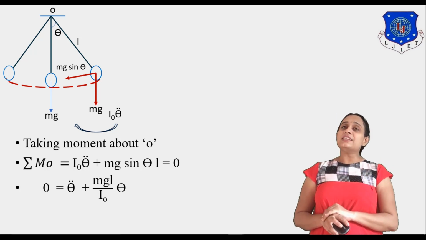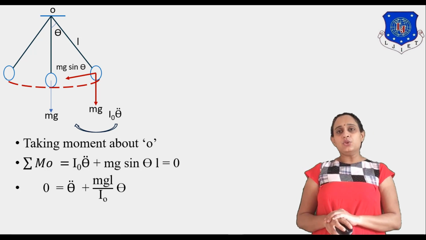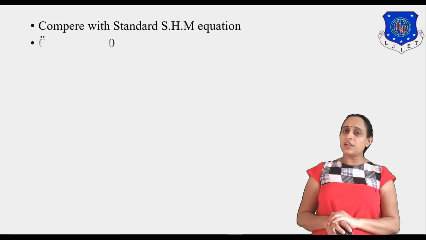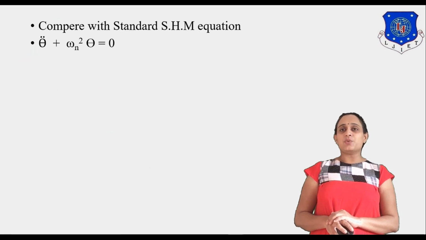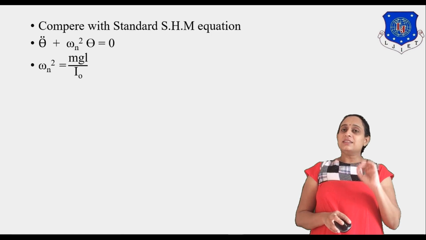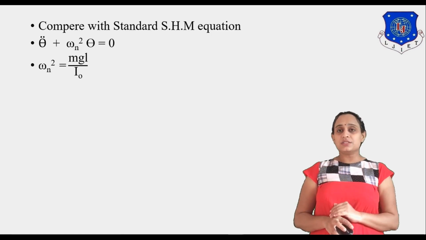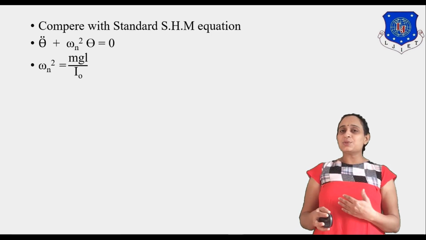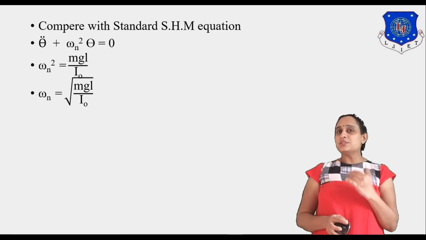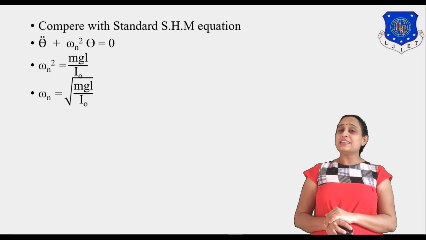Now what is the I0 value? To find it out, first we compare this with the simple harmonic motion equation, which is theta double dot plus omega n square theta is equal to 0. So what is our omega n square value? It is mgl upon I0. So omega n is under root of mgl upon I0.